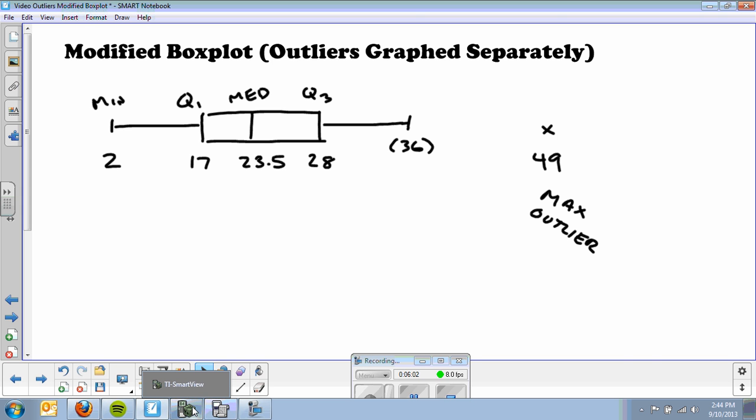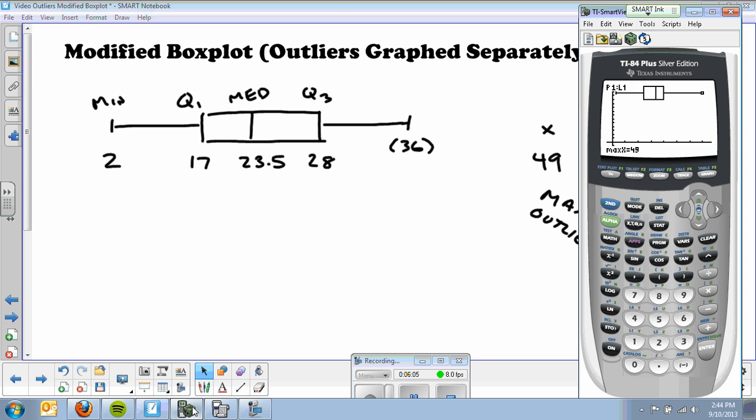Now you can do that on the graphing calculator pretty easily. I'll show you on the TI first, and then I'll show you on the Casio real quick. So when you're in your stat plot and you're picking which graph you want, there are two types of box plots. One that has the dots on the end and one that just goes to the end. From this point forward, you only want to use the ones with the dots. Now when you zoom 9 that bad boy, you're going to get that outlier graphed separately. So if I trace, see the min is 2, 17, 23.5, 28, 36, and then of course my outlier of 49.